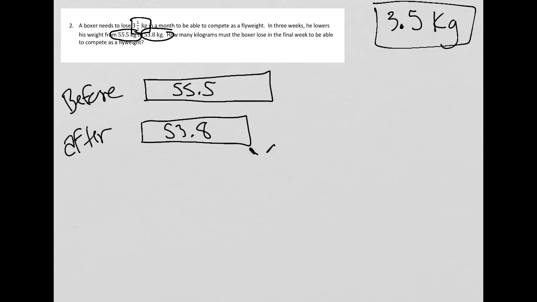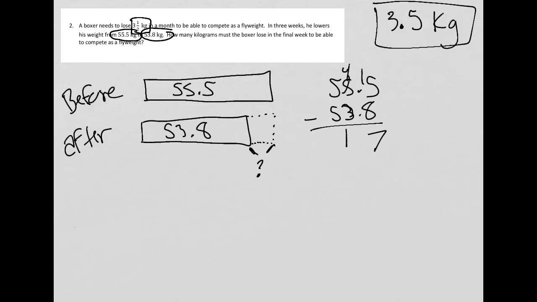So I need to figure out how much he has already lost. So what's this amount? And how does that compare to 3.5? Because we know he's lost some weight. So because this is already in decimals, we can just keep these in decimals. That'll be easier for us. So let's do 55.5 minus 53.8 and see what we get. So it looks like he's already lost 1.7 kilograms.